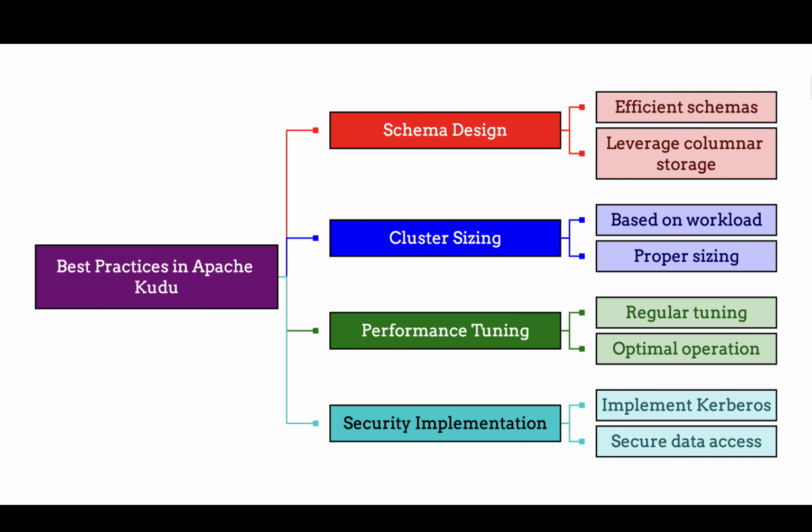Best practices in Apache Kudu. 1. Schema design. Designing efficient schemas that leverage Kudu's columnar storage for optimal query performance. 2. Cluster sizing. Properly sizing the Kudu cluster based on workload requirements. 3. Performance tuning. Regularly tuning performance settings for optimal operation. 4. Security implementation. Implementing security measures like Kerberos for secure data access.